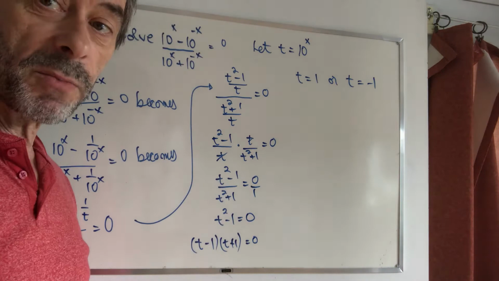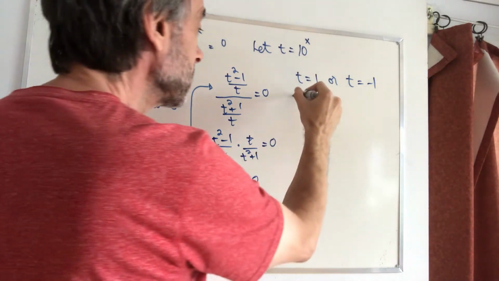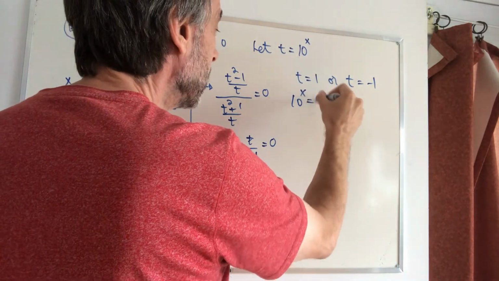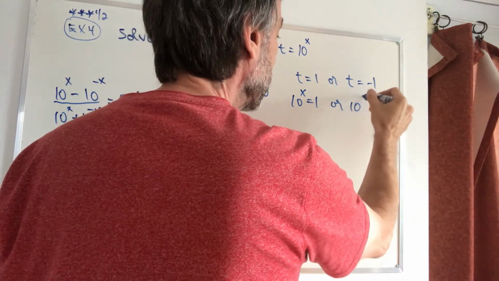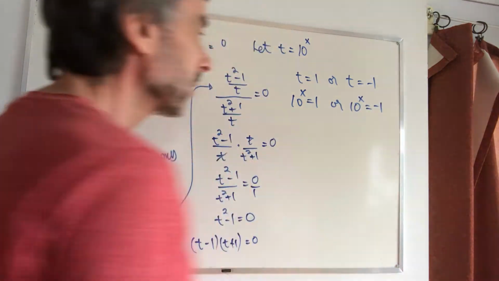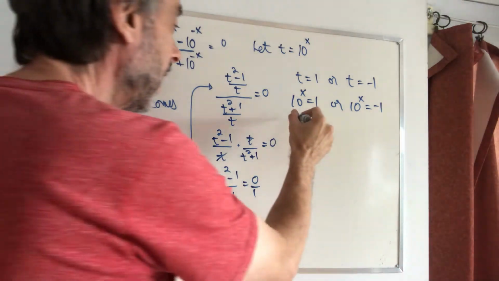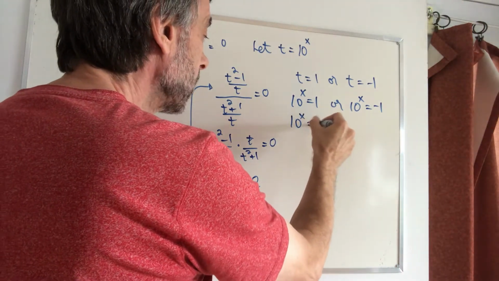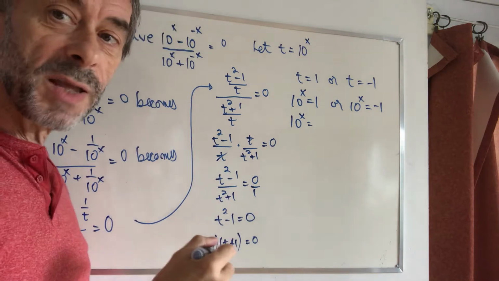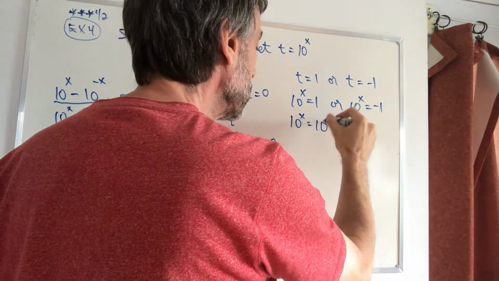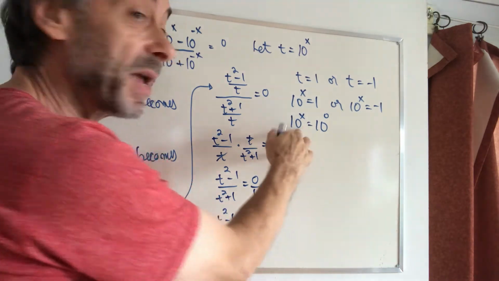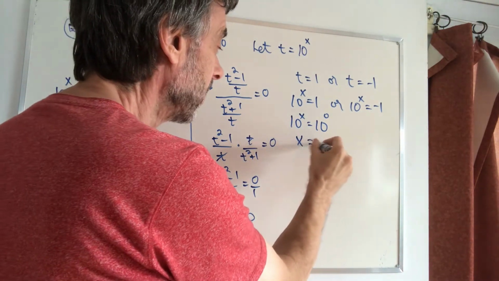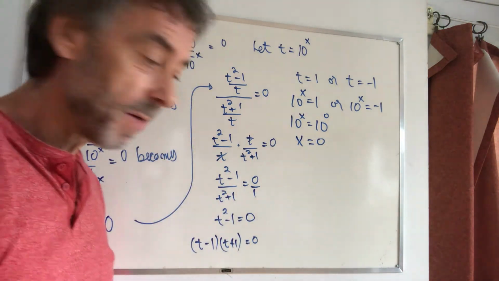But we actually remember one thing, t was 10 to the x. So either 10 to the x is 1 or 10 to the x is minus 1. Well, 10 to the x equals 1. 1 is the same thing as 10 to the 0. Oh, that's nice because now we have the same base, 10 and 10. So it follows that x is 0.